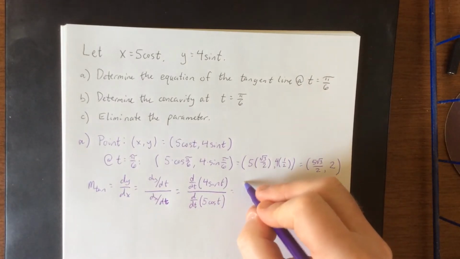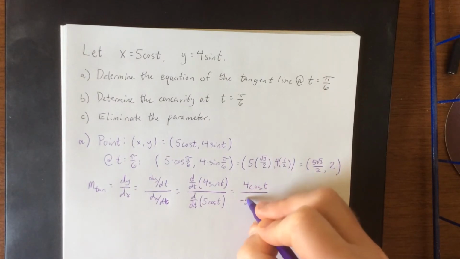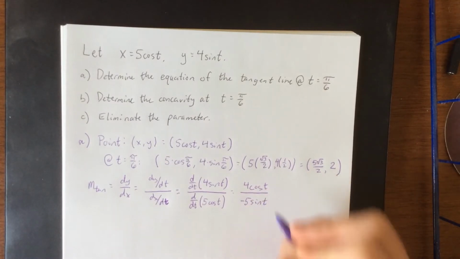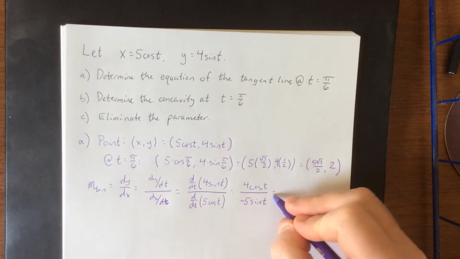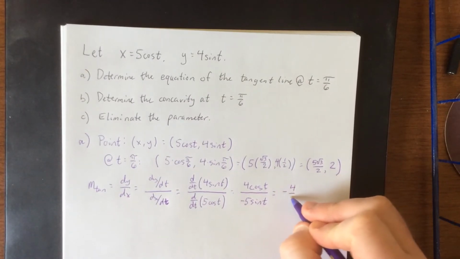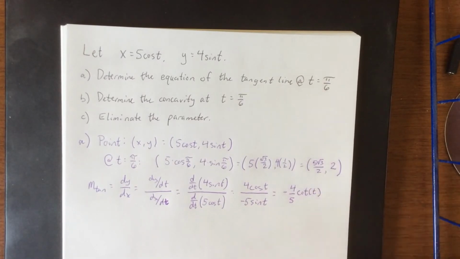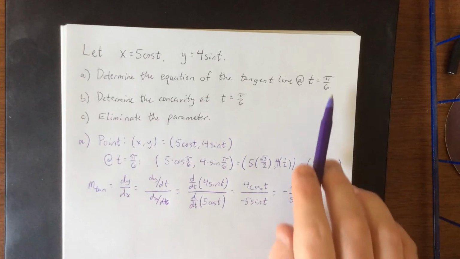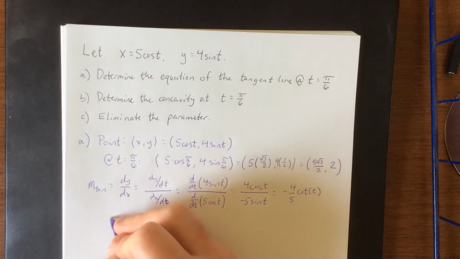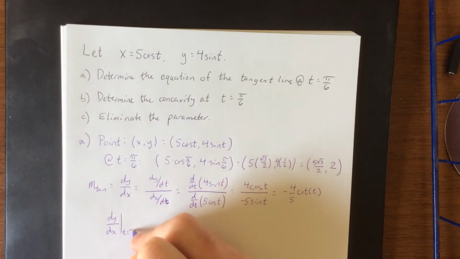Evaluating those two derivatives, we're going to get 4 times the cosine of t over negative 5 times the sine of t. Now, we could simply leave it in this form, or in anticipation of things to come, we could also refer to it as negative 4/5 times the cotangent of t. Now, this is just what dy over dx is equal to. It doesn't become a slope until we actually plug in the given t value. So, dy over dx evaluated at the given value of t.